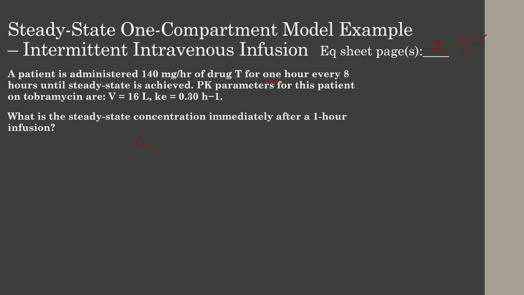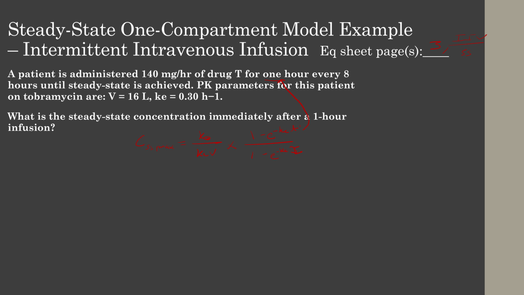Css, steady state at what would be considered max, because it's immediately when the infusion ends, is the infusion rate K naught over KE V, times 1 minus e to the negative KE T prime, over 1 minus e to the negative KE tau. So we already learned what tau was. Probably put tau the other way. I guess I put a J there, huh? Tau. But what is T prime? T prime is specifically for intermittent infusions, and that refers to the length of the infusion.